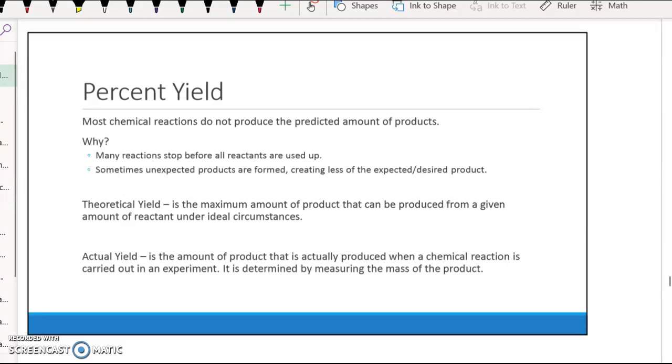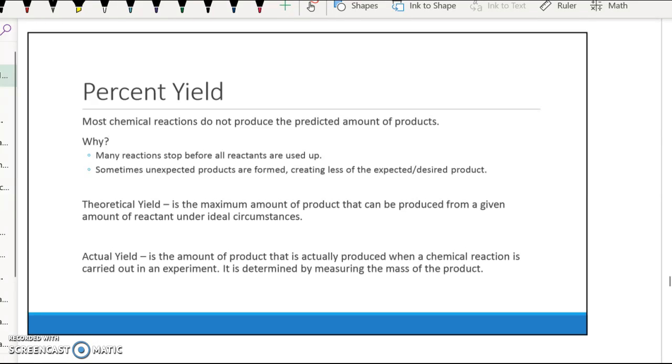Hi class, I am just so sorry that I can't be there to walk you through some of this stuff, but it shouldn't be very difficult considering you already know the basis of stoichiometry in those calculations. This is just one little tiny bit, and it's a straight formula.